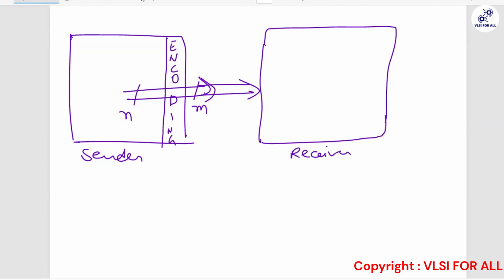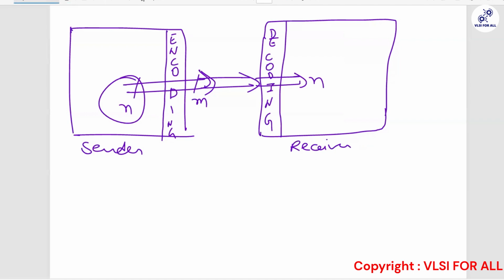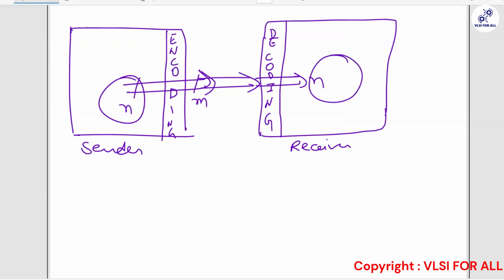Now this receiver first receives these m bits, so it will do the decoding. This decoder will take these m bits and convert them into n bits and give them to the receiver, the processor, because these n bits only are what we want here. So in the communication path, these bits should be encoded, and that will be in the n bits.